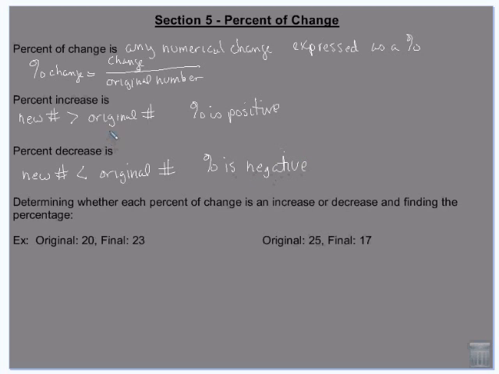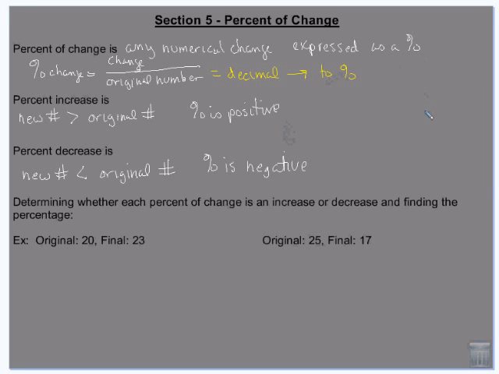So for a percent increase, we've gone up. For a percent decrease, we've gone down. When we do this division, change divided by original number, we get a decimal, which we then convert to a percent.